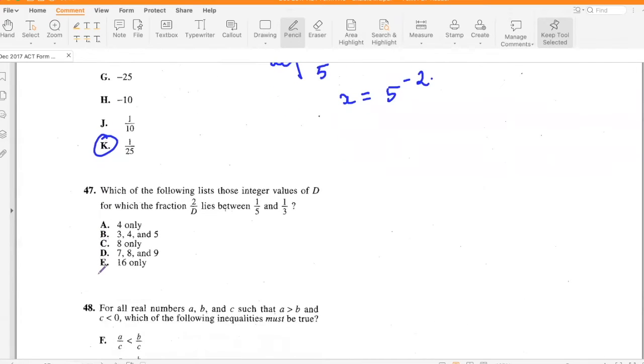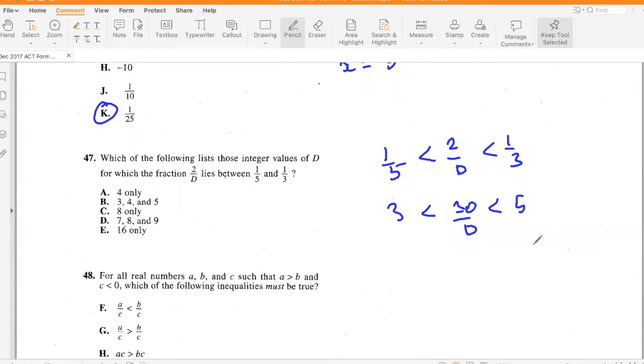Which of the following lists those integer values of d for which the fraction 2 by d lies between 1 by 5 and 1 by 3? Okay, so 1 by 5 has to be less than 2 by d, has to be less than 1 by 3. So let's just multiply everything by 15. So I get 3 less than 30 by d less than 5, right? So now I can multiply everything by d. So I can get 3d less than 30 less than 5d, right?